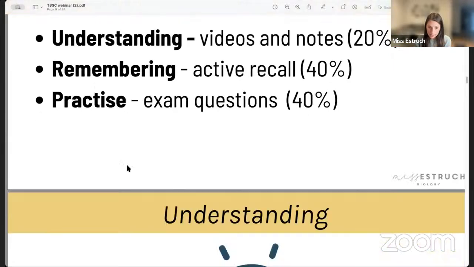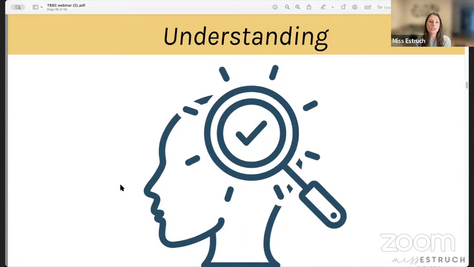So that's the split. Now, as I said, I'm going to talk you through what you can actually do for each of these stages. So the understanding stage, most of this is going to be done in lesson.